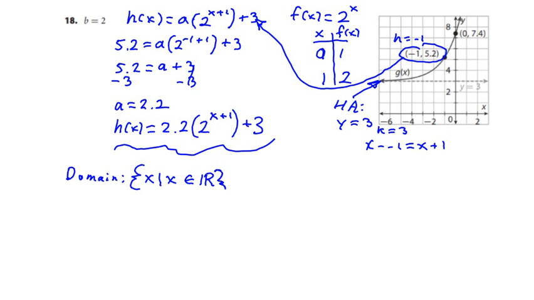And alternatively, in set notation, you could have written x is greater than negative infinity but less than infinity inside this. That's an alternative way of doing that.